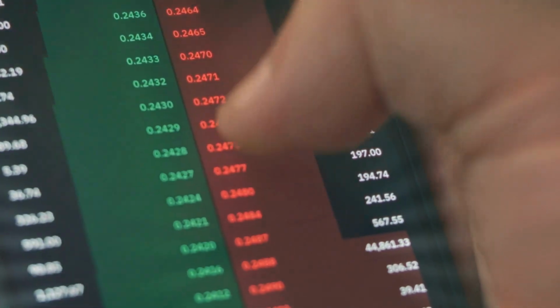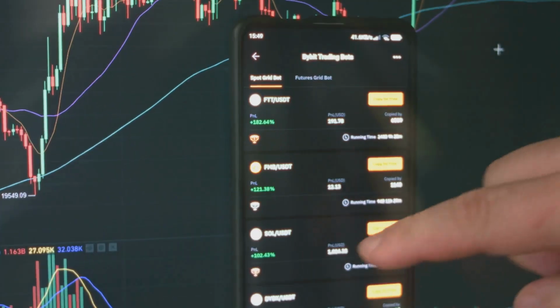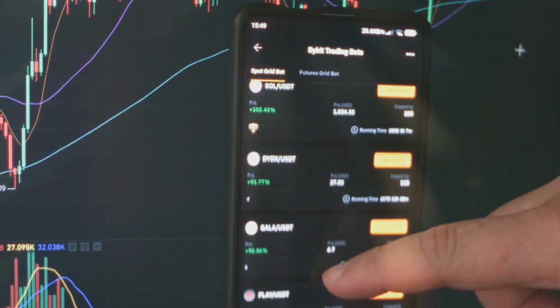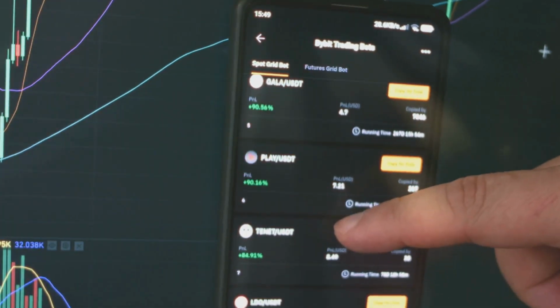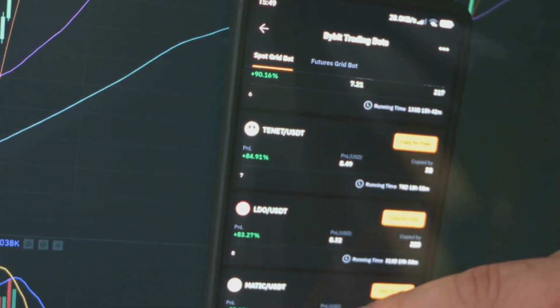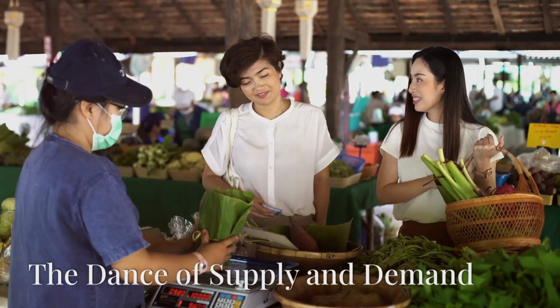Price signals guide producers on resource allocation. High prices lead to increased supply, while low prices cause producers to scale back. This dynamic ensures efficient resource allocation.